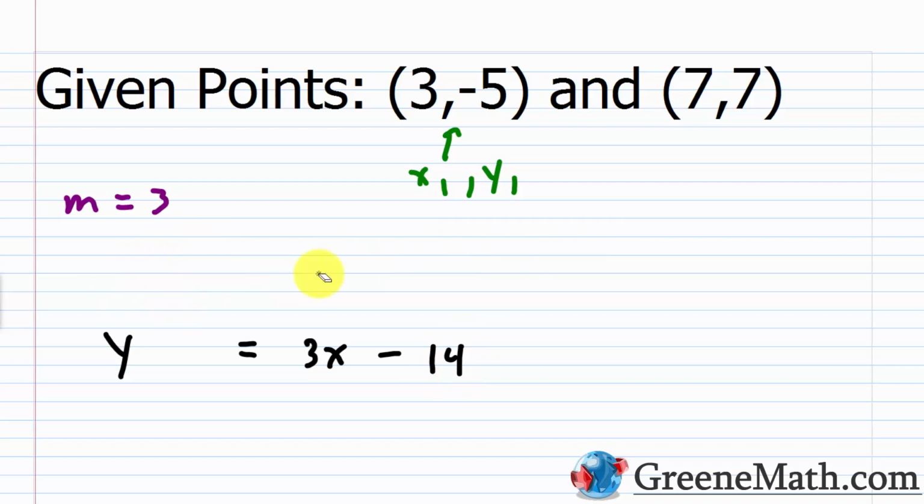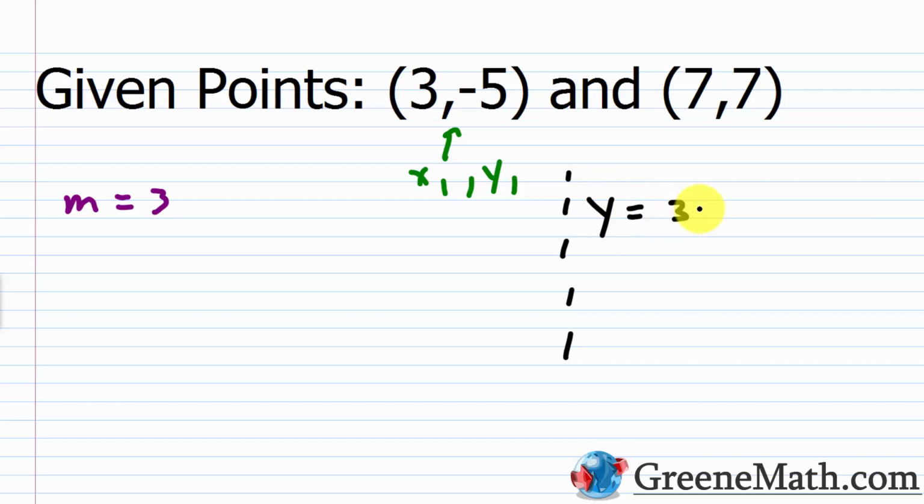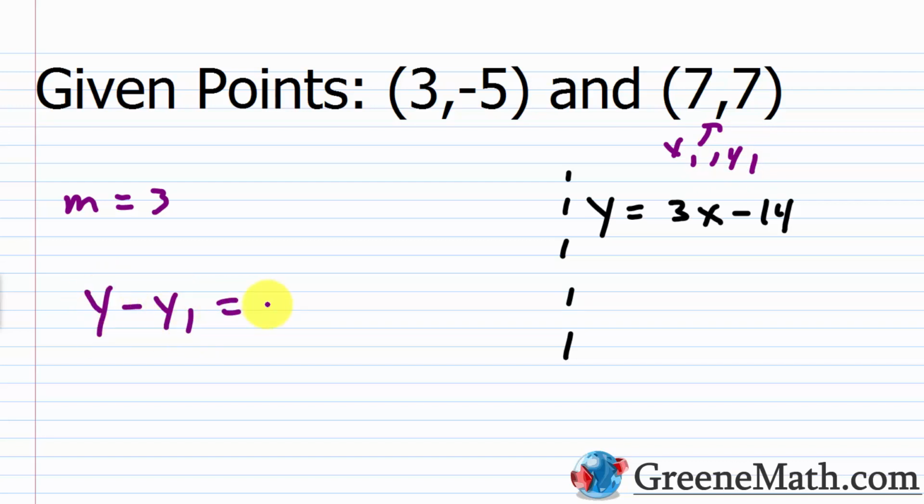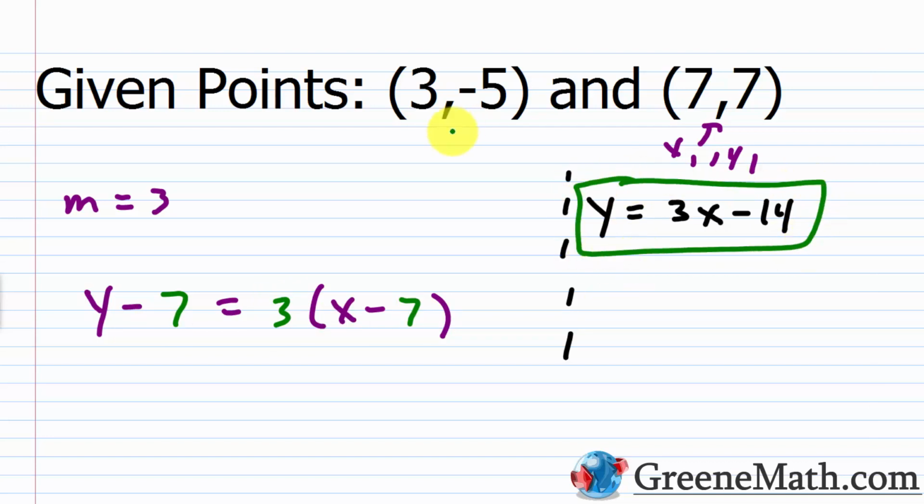So let me erase this. We have y equals 3x minus 14. Okay, so let me use this guy as a point now. I'll show you get the same thing. So x sub 1, y sub 1. Okay, so when we plug in, we have y minus y sub 1 equals m times the quantity x minus x sub 1. So y sub 1 is 7, and x sub 1 is going to be 7 as well. And m, my slope, is 3. So at this point, you might say, hey, that doesn't look the same. But when you solve it for y, you're going to get the exact same equation as you got using this point over here.